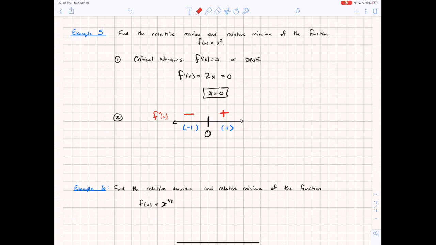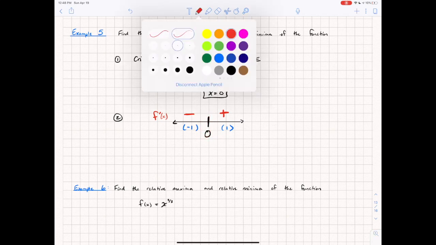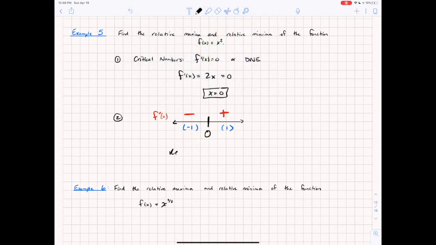So this tells me that f, the original function, is decreasing until I get to 0 and then increases. According to the first derivative test, what do I have at this critical number? We have a relative minimum at x equals 0, because my f prime goes from negative to positive. I'm decreasing and then increasing as I move across 0, my critical number.